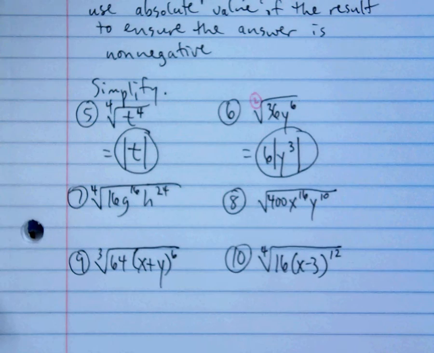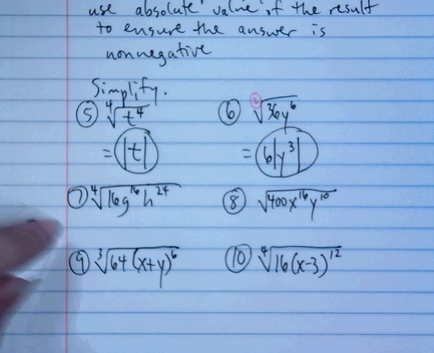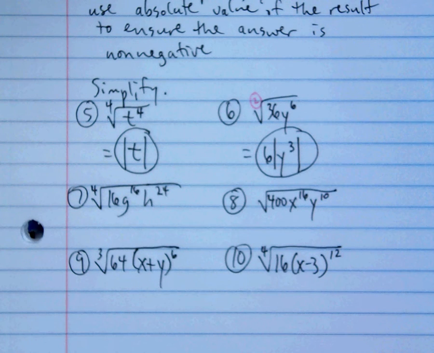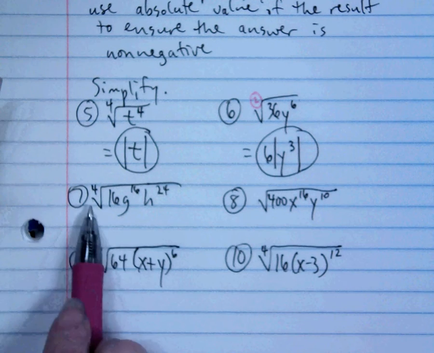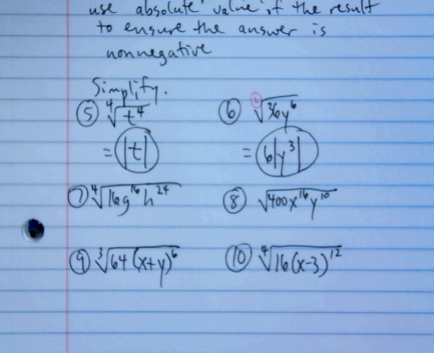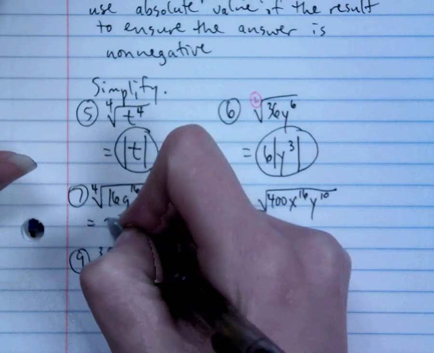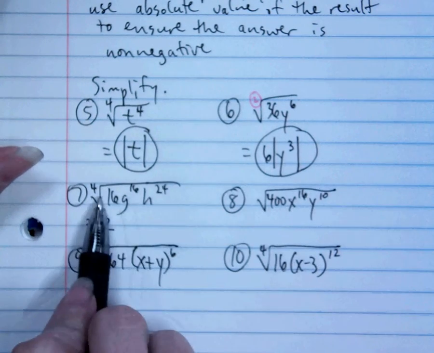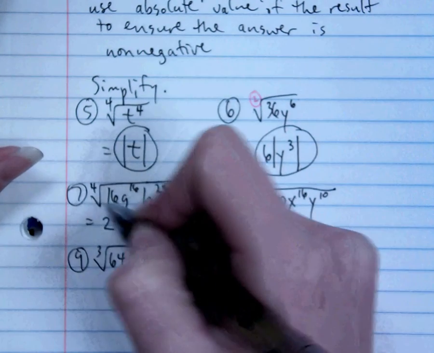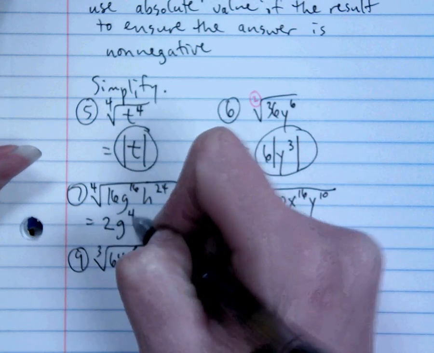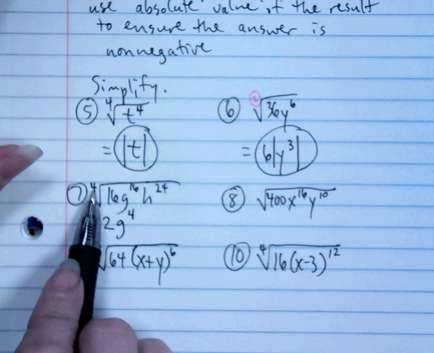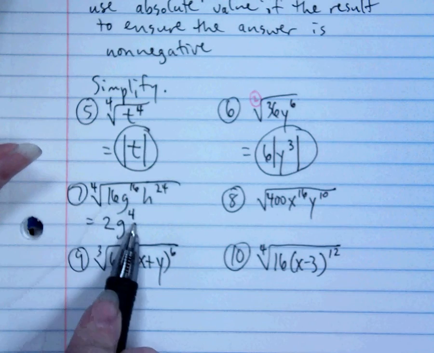Okay, so this first one's number 7. First, I've got to be able to do the 4th root of 16. So, what times itself 4 times gives me 16? 2. Then I've got to divide, so g to the 16th, the 4th root of that, I'm going to get g to the 4th. Not a problem, because even and even.